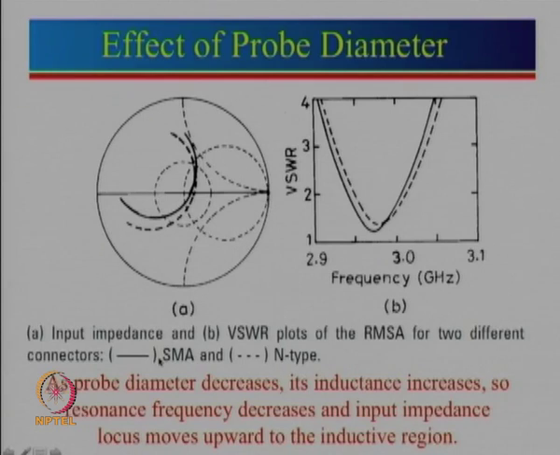So less diameter will have more inductance. More inductance means that the whole curve is shifted up. You can see that there is an inductive shift to this particular curve here. Also there is a small change in the resonance frequency. Why? Because if inductance is increased, then the resonance frequency will decrease slightly. Again why? Because omega 0 is given by 1 by square root of LC. So if L increases, the resonance frequency will decrease.